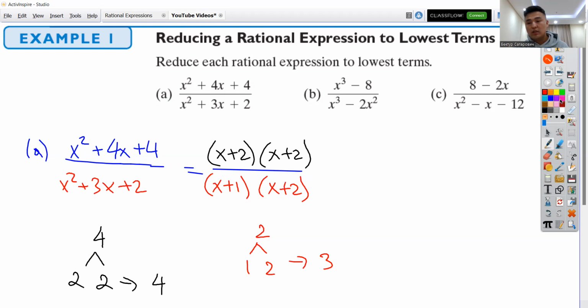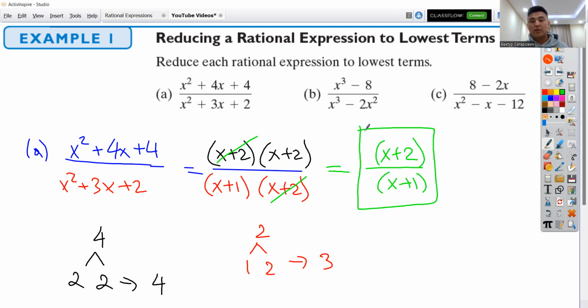Now here I have brackets and no plus or negative signs in between, so it's multiplication. When you have only multiplication, you can cancel, reduce, simplify them. Since I have similar x plus 2 and x plus 2, I'm going to simplify them. So my final answer will be x plus 2 over x plus 1. You can put it in brackets or leave it without brackets. It's fine. This is the final answer.